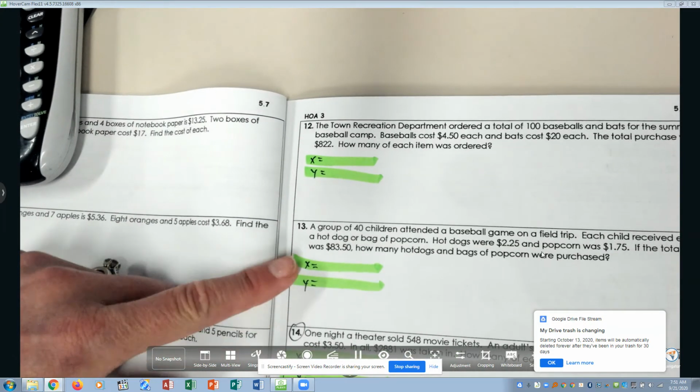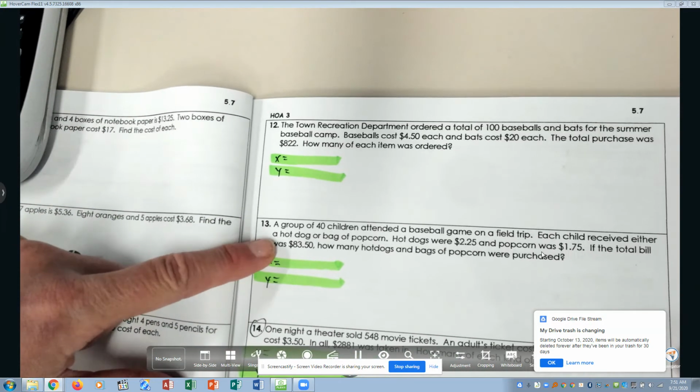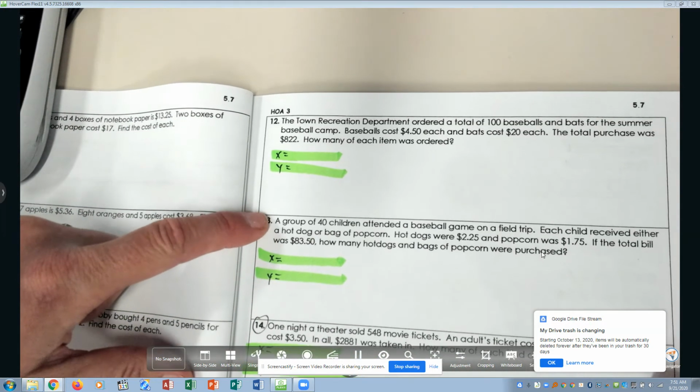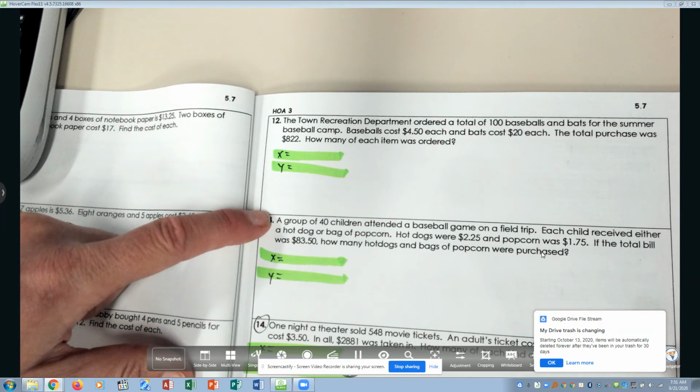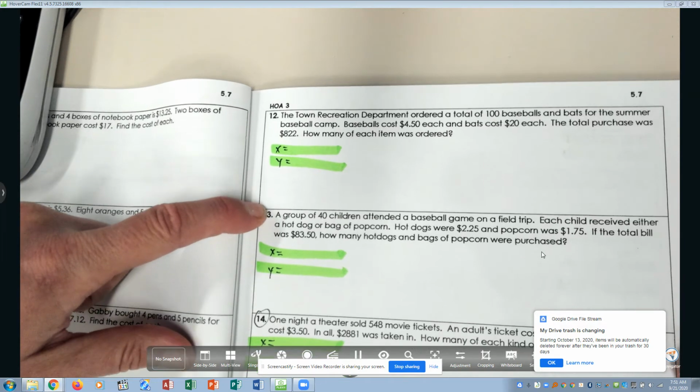Okay, let's do number 12. Again, we're going to have a money equation and a number of items equation. So the town recreation department ordered a total of 100 baseballs and bats for the summer baseball camp. Baseballs cost $4.50 each and bats cost $20 each. The total purchase was $822. How much of each item was ordered?